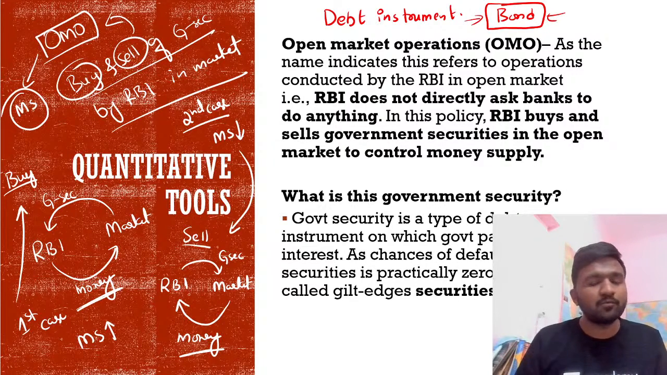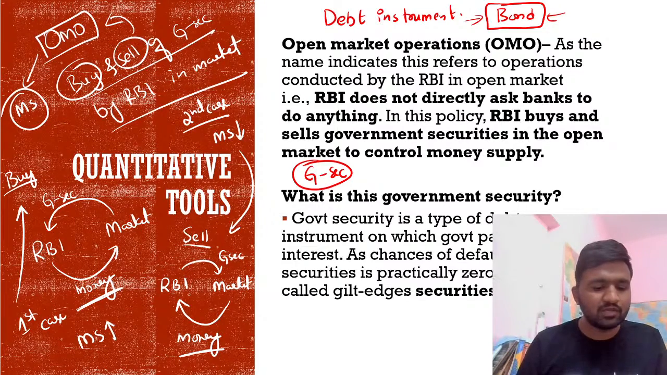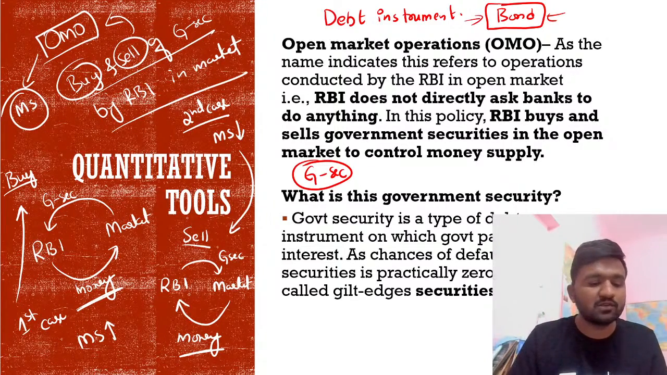So if the government wants a loan from anyone, they do the same. They give something called a government security. You give me a loan and I will give you a government security. Whenever I pay back, you give me back the government security. It is like a debt instrument, a loan instrument used by the government.